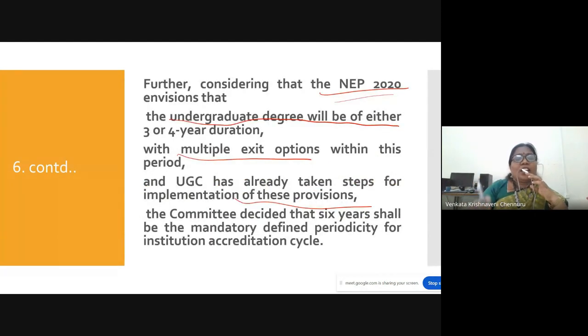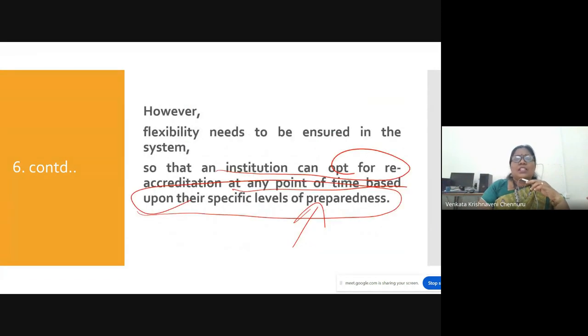But the point here, you need to note that the NAAC first cycle is simplified compared to the present one. Next, the AICTE yearly online submission and approval is not required, and as NEP is introduced, like 3 year course, 4 year course, multiple entry and exit system, they have chosen 6 years as the periodicity, still providing the flexibility for opting depending upon their specific level of preparedness.